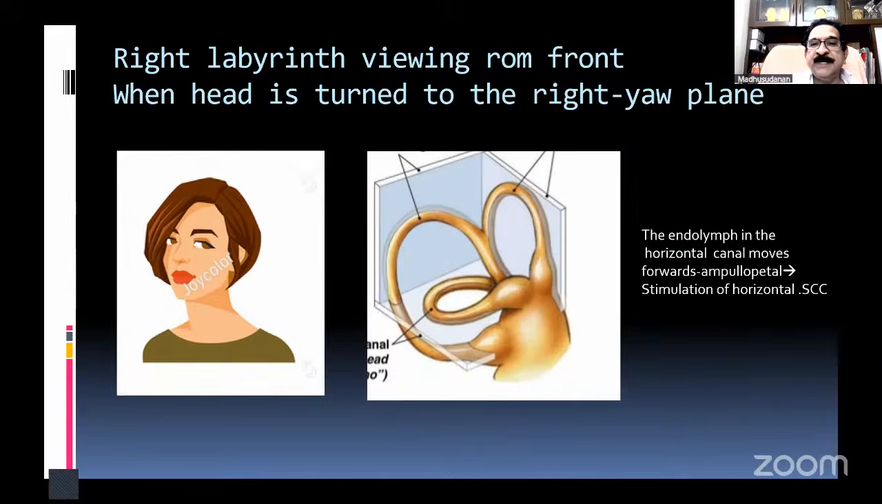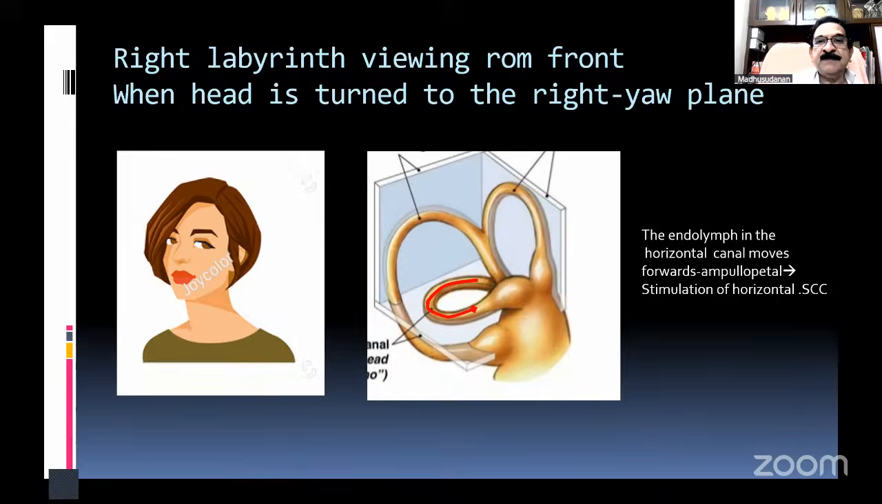When the patient is moving the head to the right side, in the yaw plane, what will happen? The fluid will come forward because the head is not backward. So the fluid comes forward towards the ampulla. When the head is turned to the right side, in the right horizontal canal the fluid is towards the ampulla. That means that canal gets stimulated. That is the stimulation of the horizontal canal. When the head is turned that side, that horizontal canal is stimulated.